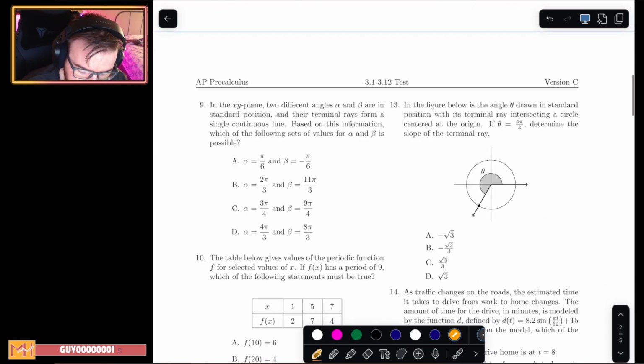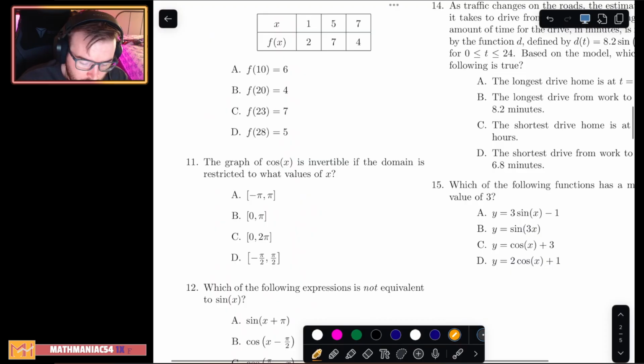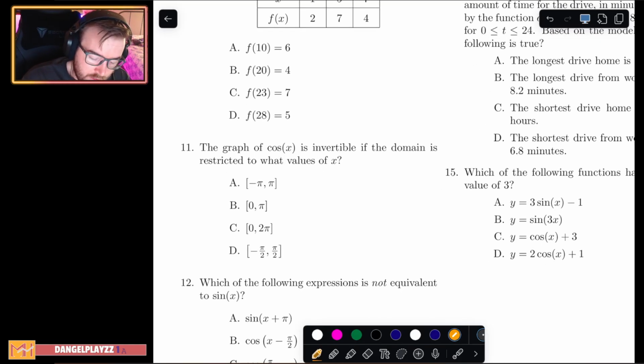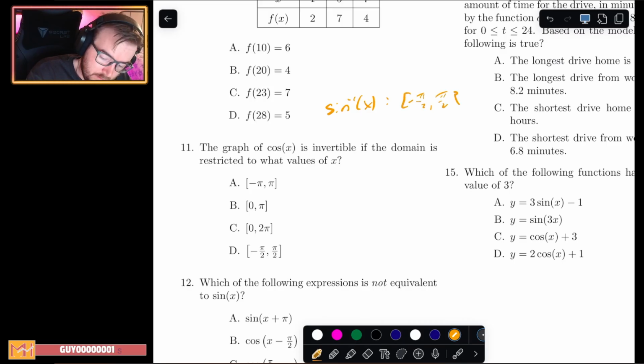Number 11. Number 11, really? Okay, so the graph of cosine is invertible if the domain is restricted to what? Well, you should have just memorized the restriction for inverse sine is from negative pi over 2 to pi over 2. The restriction for inverse tangent is the same, negative pi over 2 to pi over 2. And the restriction for inverse cosine is 0 to pi.